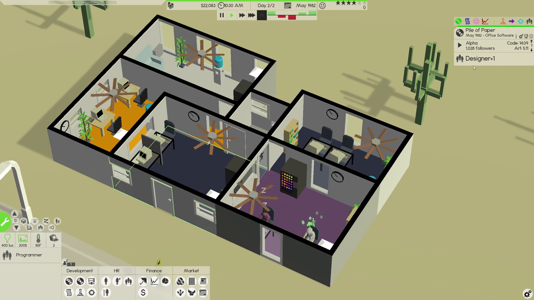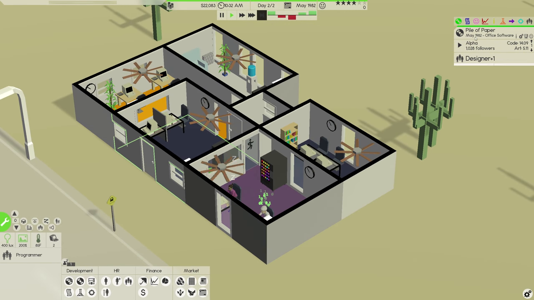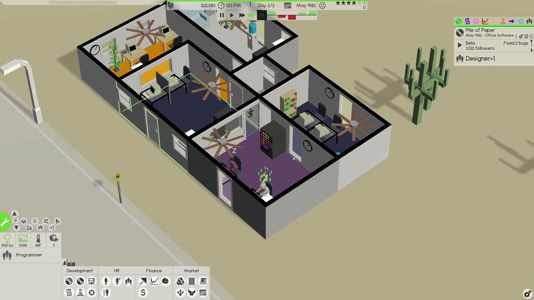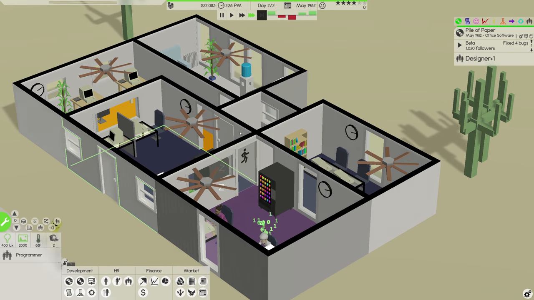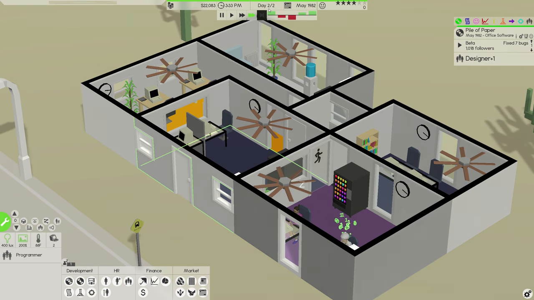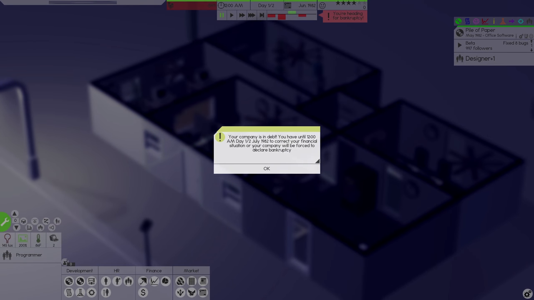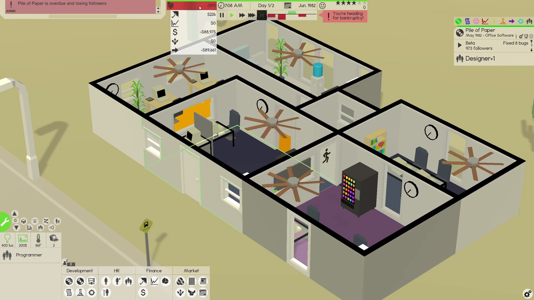You know what, guys? You do whatever you want. So. Pile of Paper, we're going to promote the sucker right into the beta phase, hopefully. And we're going to try to fix a few individual bugs. Not a whole bunch. Day 2 of 2. We're probably going to go in the negatives because we're still going to have to pay a lot of our salaries.